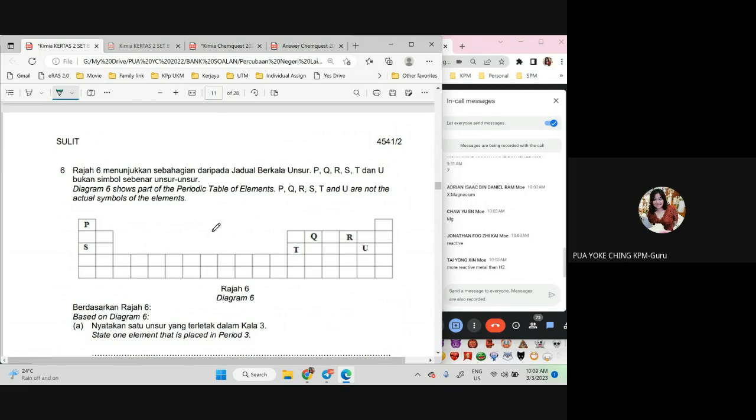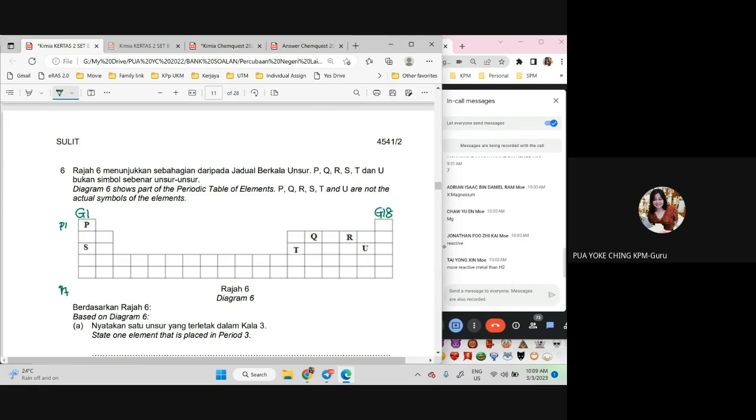So usually chapter 4, you will see this lah. You will have a part of your periodic table. You are given P, Q, R, S, T and U. And then remember apa yang paling basic dulu lah. Okay, so you have group 1 until group 18 sini. You have period 1 sampailah period 7 di bawah. Okay, so period adalah dari kiri ke kanan, group adalah dari atas ke bawah.